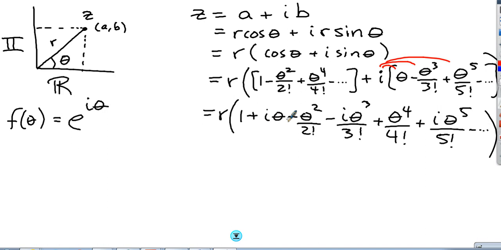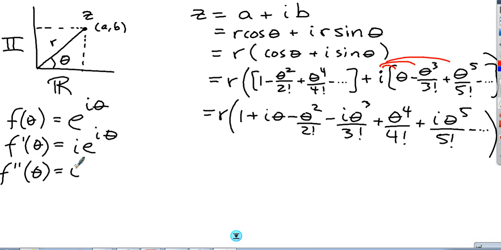We get rid of the i and we get a negative instead. So I'm feeling pretty confident that we've got something here, but let's actually test this out. So we'll do f prime of theta is i e to the i theta. F double prime of theta, you bring another i down, you get i squared e to the i theta, which can be rewritten as, this is -1, so it's minus e to the i theta.